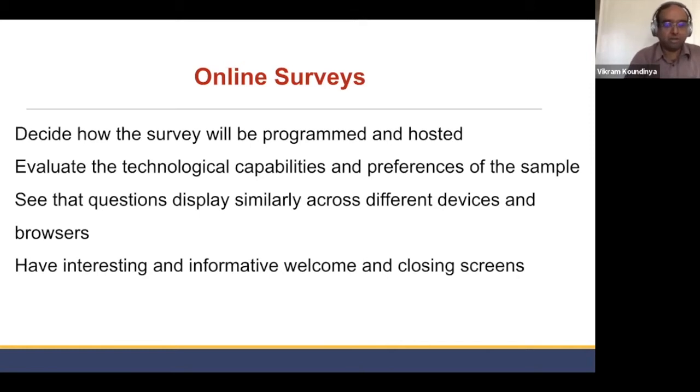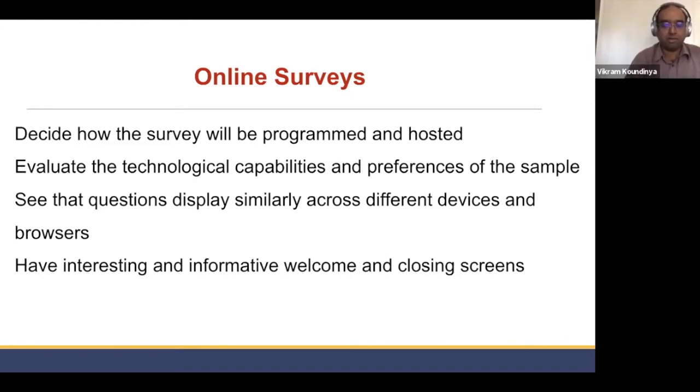Then the next point to consider is to see that questions are displayed similarly across different devices and browsers. So we need to check if the survey is accessible on different web browsers, and also across all the different devices that people may use to take the survey. For example, in Qualtrics, we can check how the survey will be displayed on mobile phones. So we have to do that.